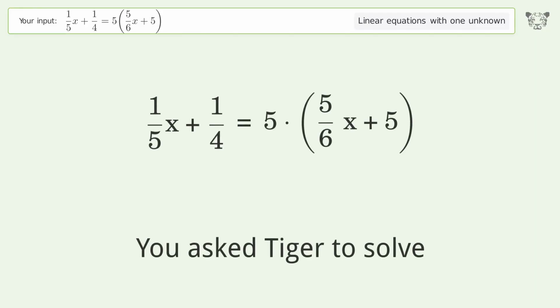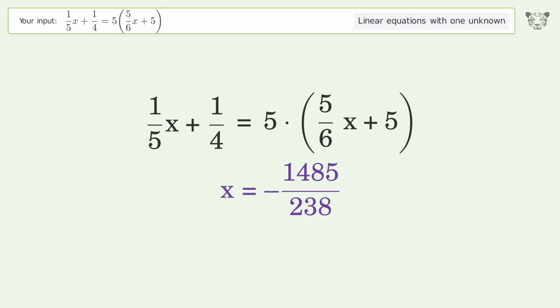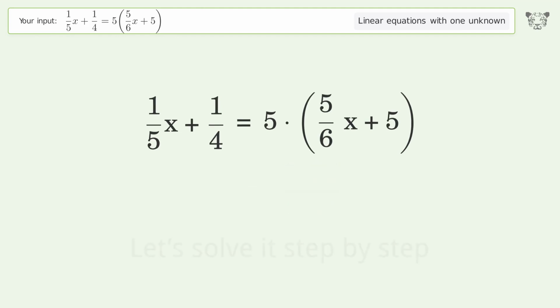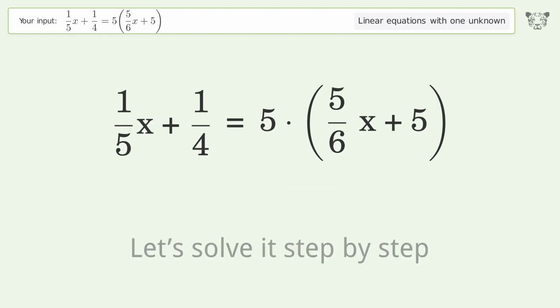You ask Tiger to solve. This deals with linear equations with one unknown. The final result is x equals negative 1485 over 238. Let's solve it step by step.